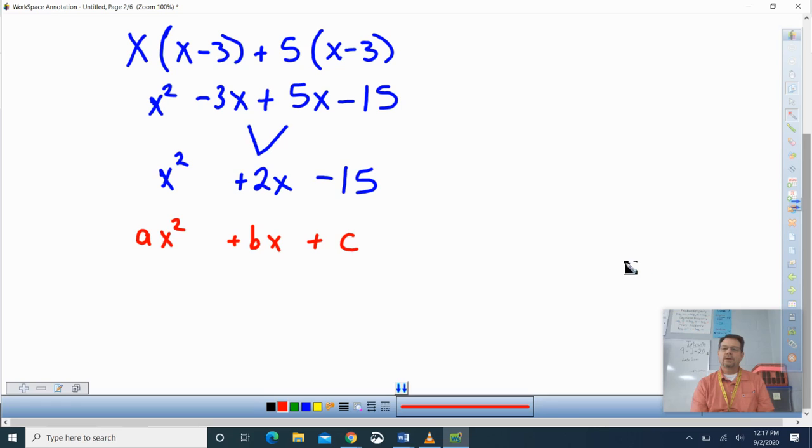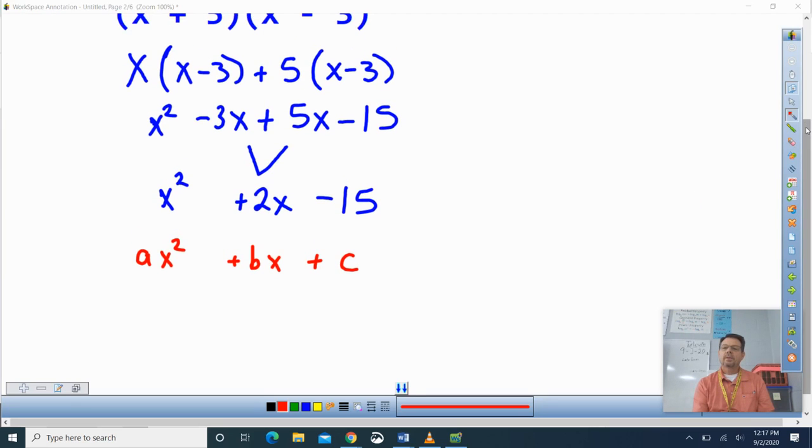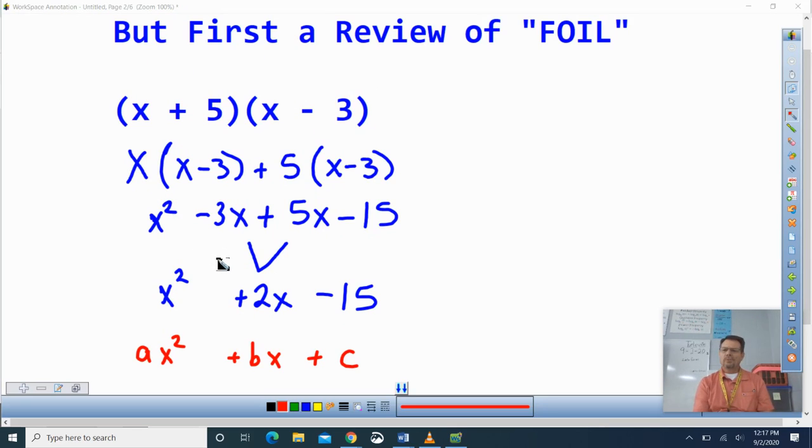But let's back up just a little bit and review. Now, you said FOIL, but you never did that. Well, let's think that we did. If we took the first ones of the two parentheses, wouldn't that be x squared? What if we took the outer ones, the x and the negative 3, wouldn't that be negative 3x? So there's your O. The next thing is I for inner, so here are our two inner, so there's 5x. And then the last will be the last one in each set of parentheses, so positive 5 times negative 3 is negative 15. So there's your FOIL part, which is really just the distributive property twice.